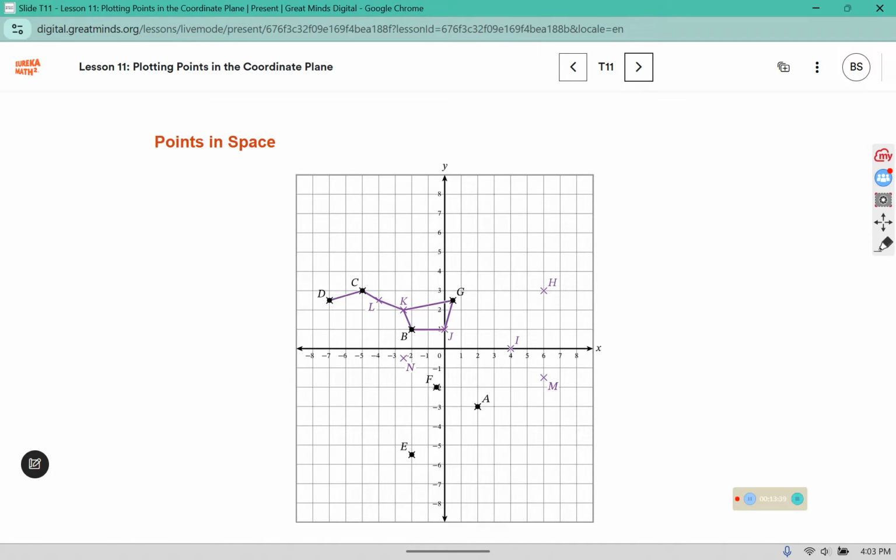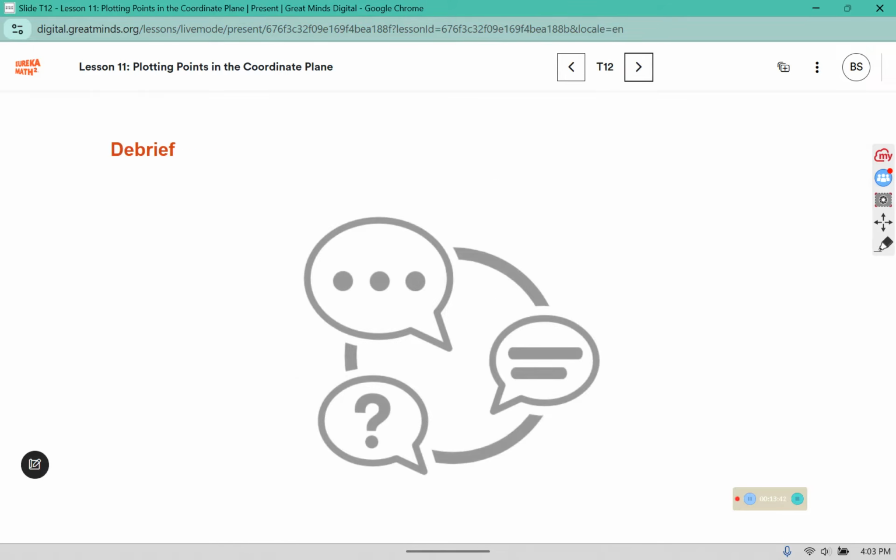Here's that sketch again. Make sure that your workbook is filled in with all the points and tables, and that your warm-up is completed in your composition book.